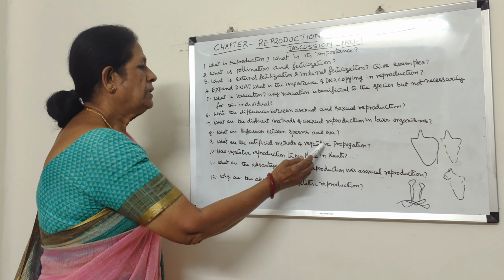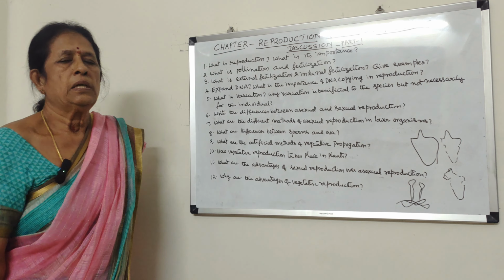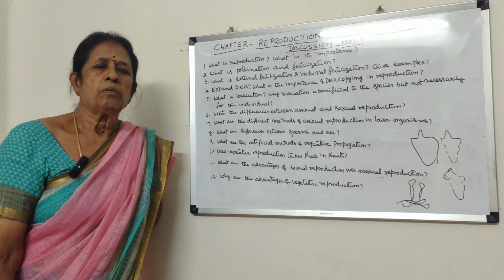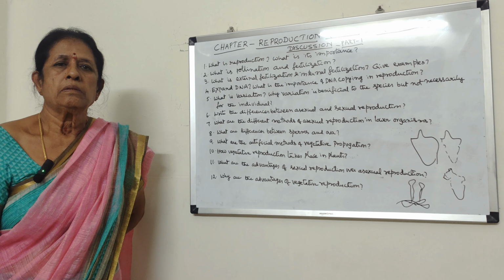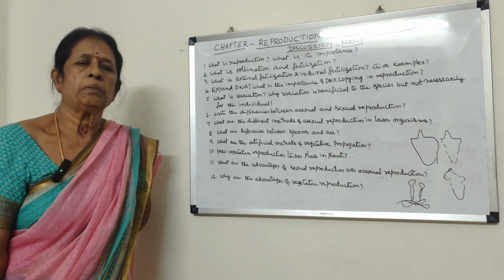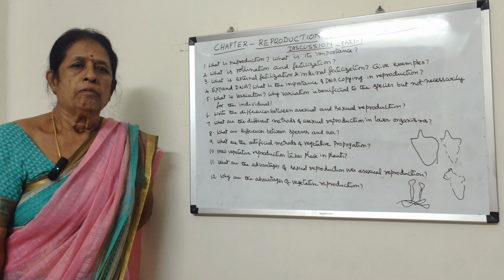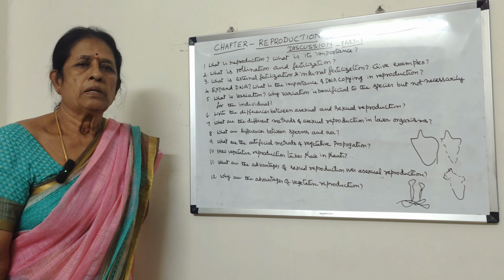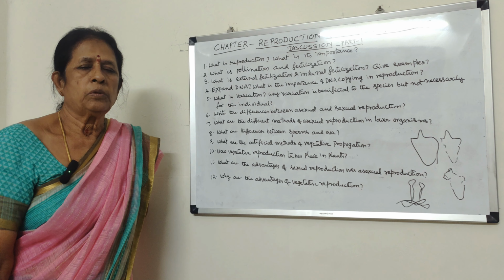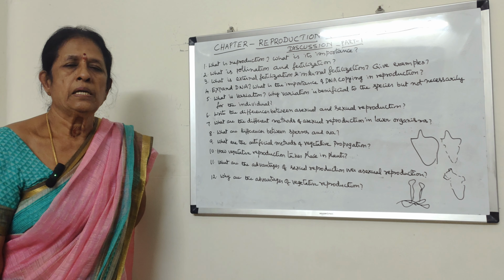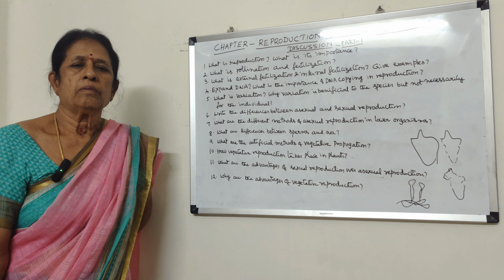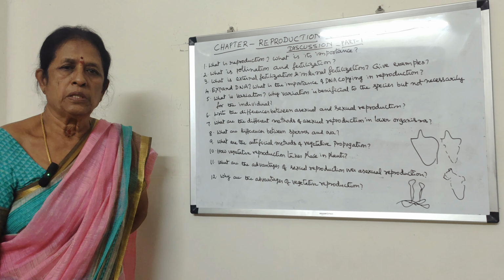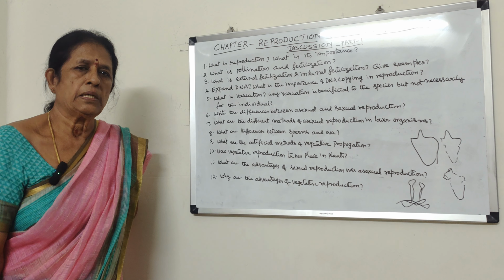Next, what are the artificial methods of vegetative propagation? Man found that he can grow plants by means of vegetative reproduction. He adopted different methods: cuttings, layering, and grafting. Cutting means a part of a stem with more than two nodes is cut slantly and kept in the soil along with manure, and it is watered. Very soon it develops roots and grows into a new plant. That method is called cutting.